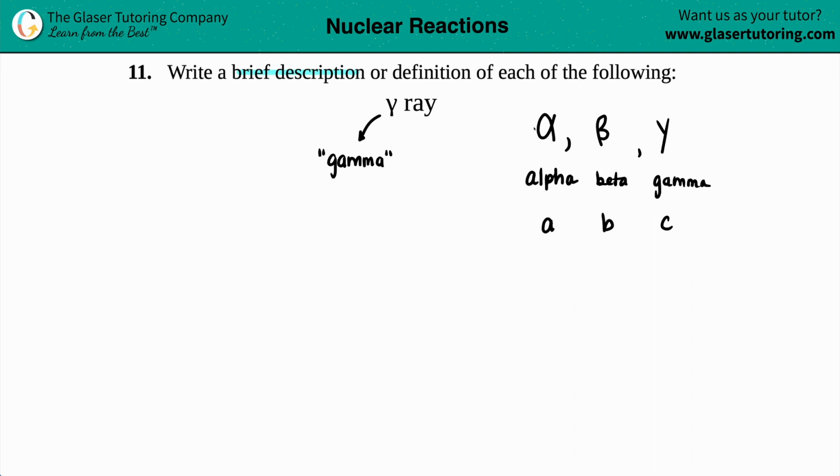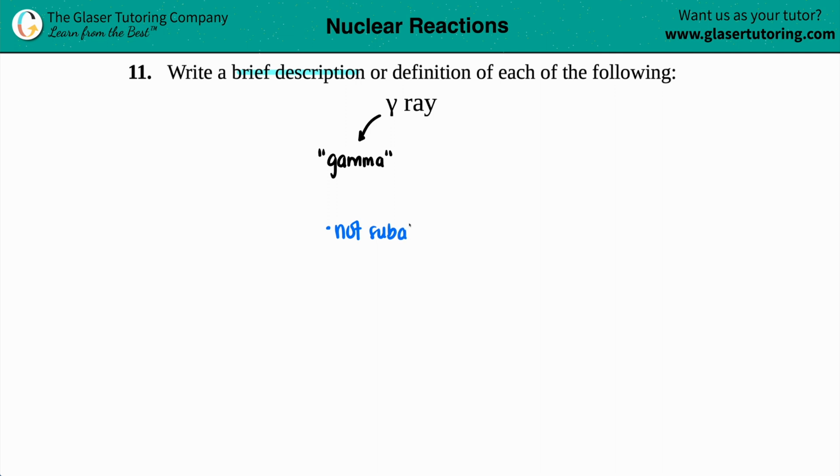All right, so I'm just going to get rid of this. And let's talk about the gamma ray. Now, a gamma ray is not necessarily a subatomic particle. So gamma rays are not subatomic particles because they don't have any mass, right? And they don't have an atomic number.